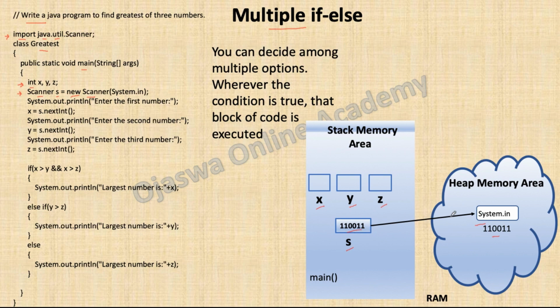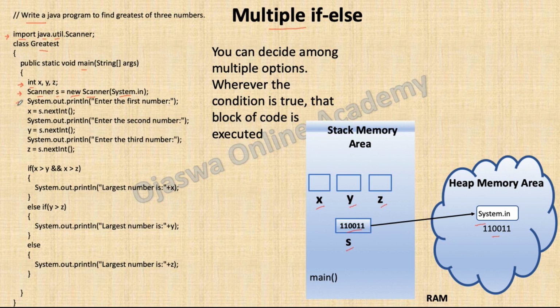residing on the heap. If you look at the Scanner object, it is accepting an argument System.in. System.in represents the standard input stream. Hence, this object of the Scanner class connects to the keyboard. Our standard input stream is the keyboard.